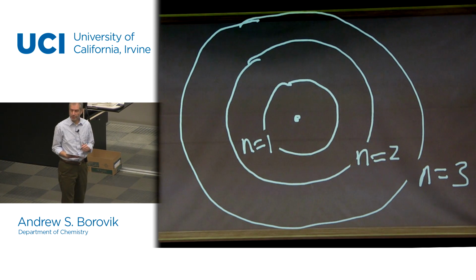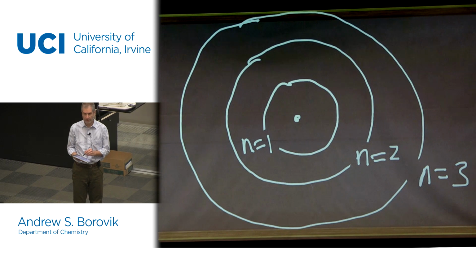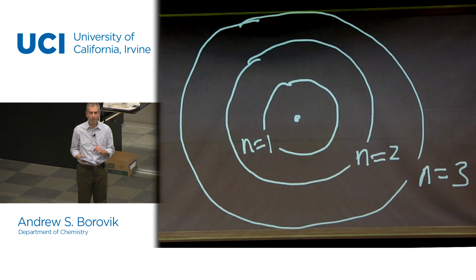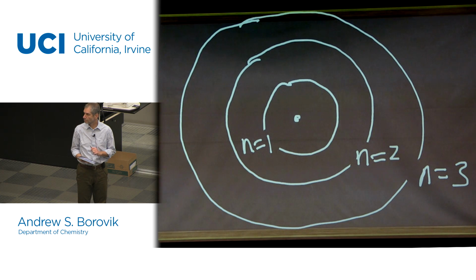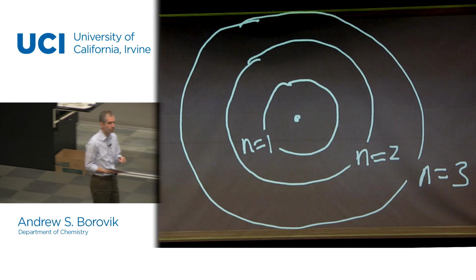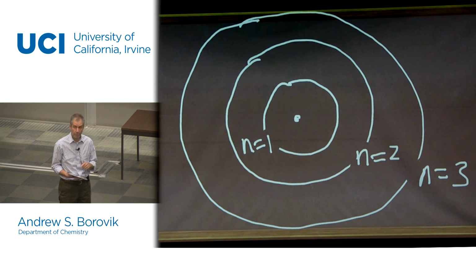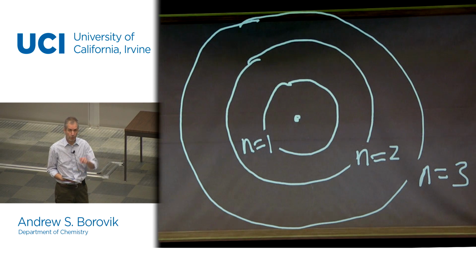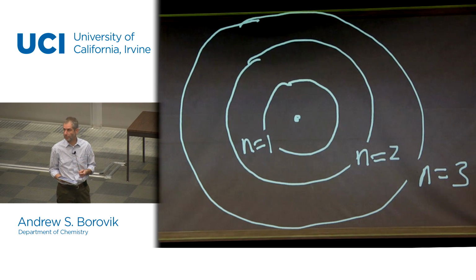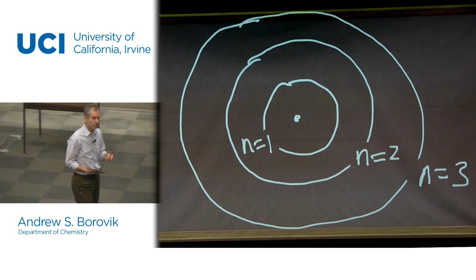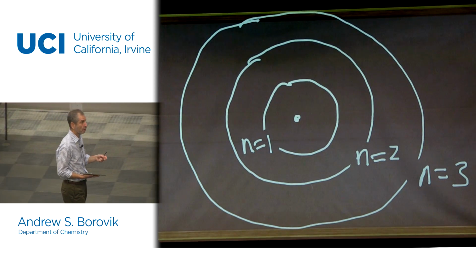The closest orbit, and I'll show you this in a moment, is the lowest energy orbit. The closer you are to the nucleus, the lower the energy of that stationary state is. Okay, that's important. So there are two things that he's talking about: distance from the nucleus and the energy of the orbit.